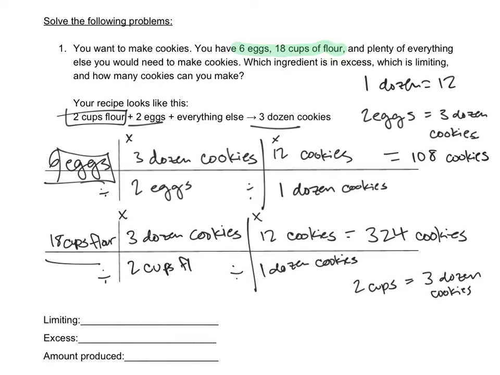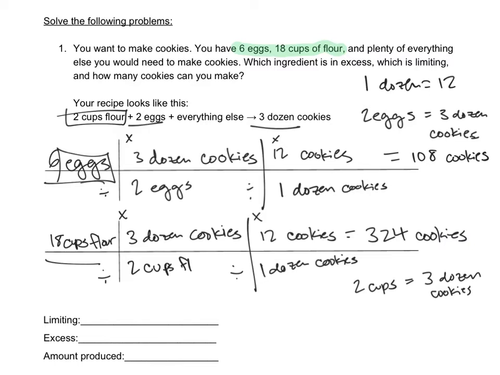All right, so let's consider the scenario once again. We're making cookies. We've got 6 eggs and 18 cups of flour. What we have discovered is that if you use 6 eggs, you can make 108 cookies. If you use 18 cups of flour, you can make 324 cookies. But you're using these things together, both the eggs and the flour. So say you're baking along and you're using up your 6 eggs and you're using up your flour, and you get to 108 cookies. You've made 108 cookies.